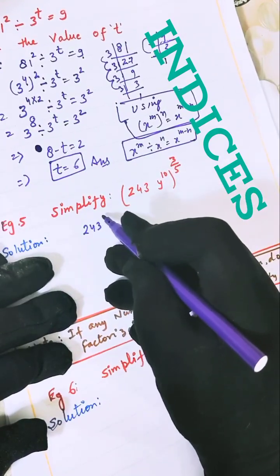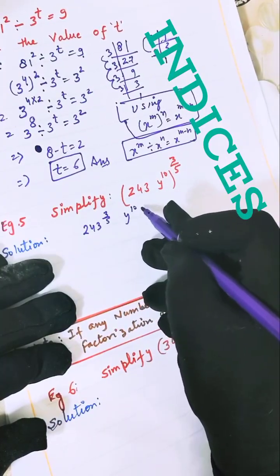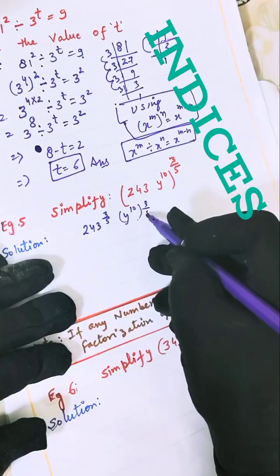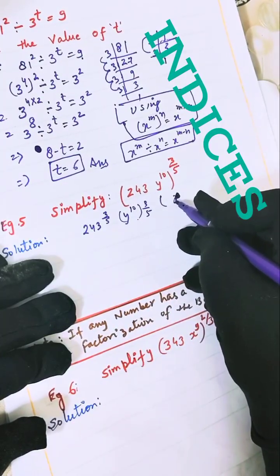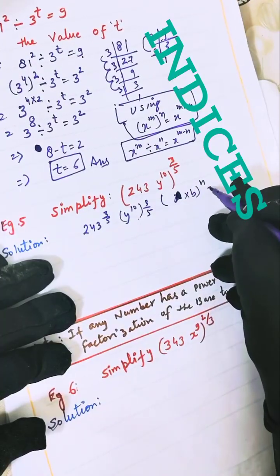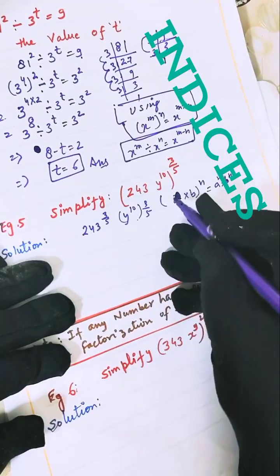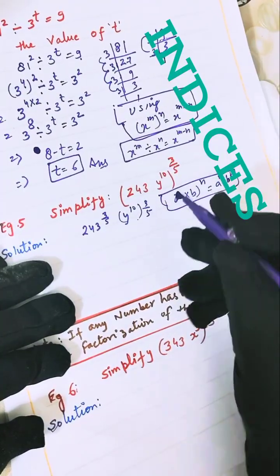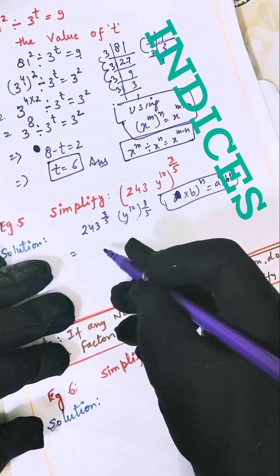So it is 243 power 3/5, and y to the power 10 into 3/5. We have used the formula (a × b) whole power n equals a^n × b^n. Okay guys, we use this formula. Now we will factorize this.